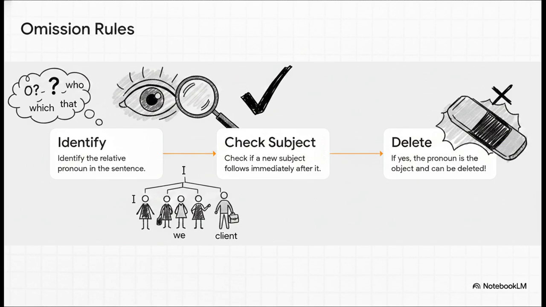Here is the 3-step rule. First, identify the relative pronoun, like who, which, or that. Second, check if a new subject, like I, we, she, or the client, follows immediately after it. If yes, the relative pronoun is functioning as the object of the clause. This means there is another subject stepping in right after it, taking charge of the action, so you can simply erase that pronoun right out of the sentence.